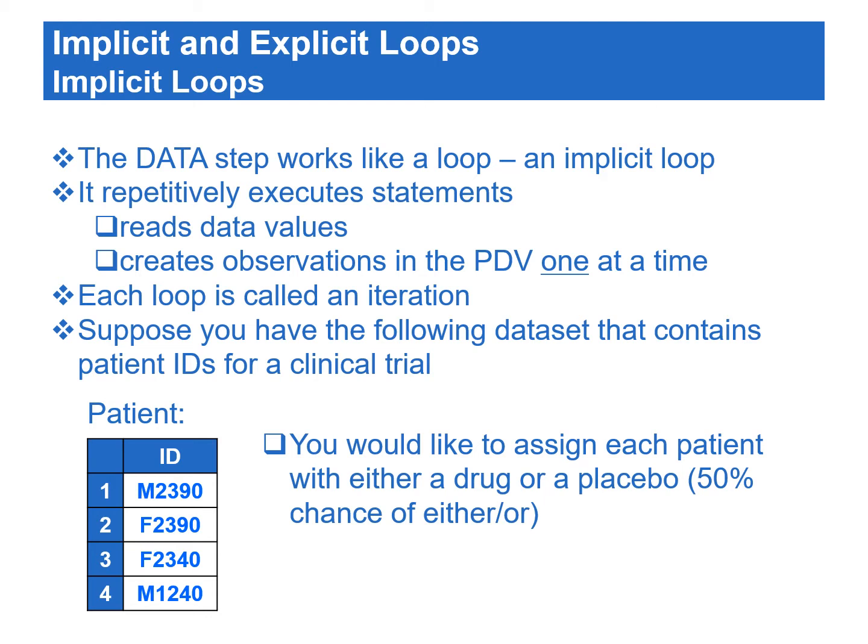An implicit loop, which was introduced in Chapter 3, results when the data step repetitively reads data values from the input data set, executes statements, and creates observations one at a time. SAS stops reading the input data when it reaches the end of file marker, which is located at the end of the input data file. At this point, the implicit loop ends.